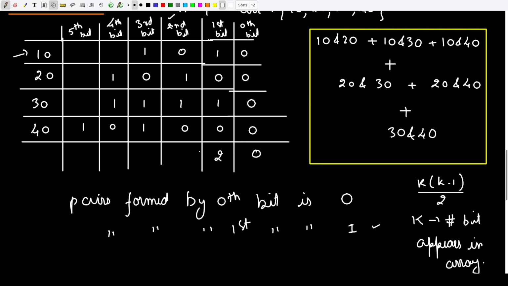And which is that pair? Well, that pair is 10 and 30, right? The pair over here is 10 and 30. This is the pair which will be formed by the first bit.